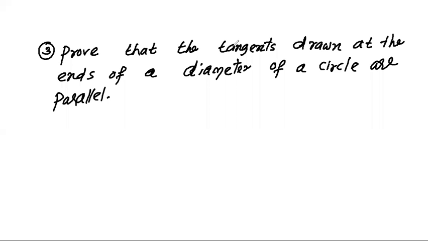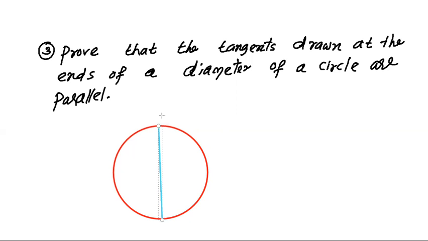Now we are doing the third question. What is the third question? Prove that the tangents drawn at the ends of a diameter of a circle are parallel. It's very important. All of you listen here. We have a circle and we are constructing one of its diameters.